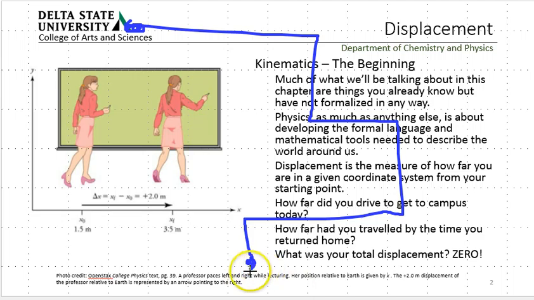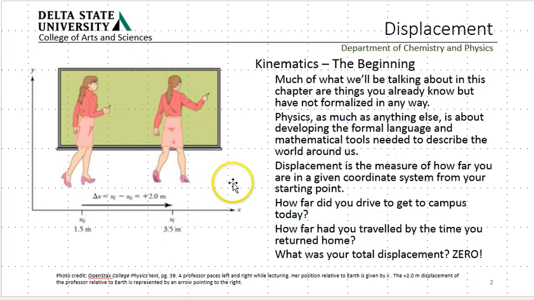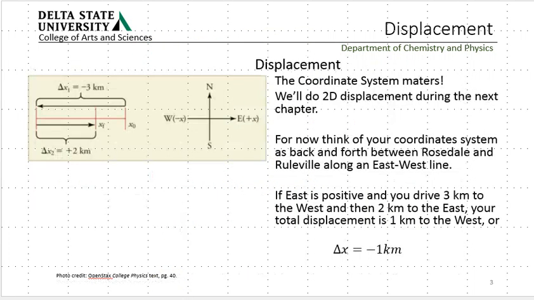Your displacement isn't the total distance you've traveled, all right? Your displacement is the distance from here to there. It's that distance. That brings us to the next part of displacement, which is vectors.